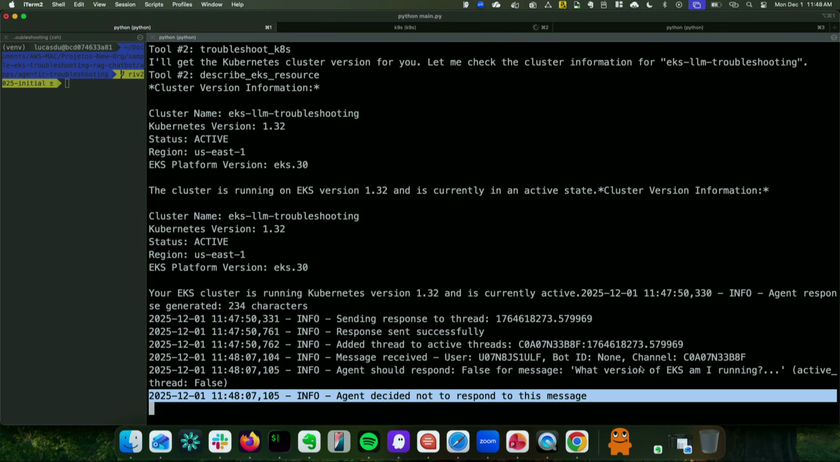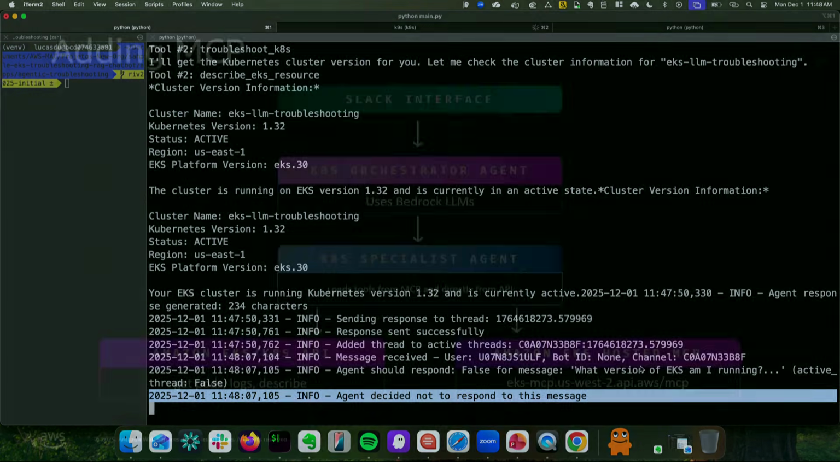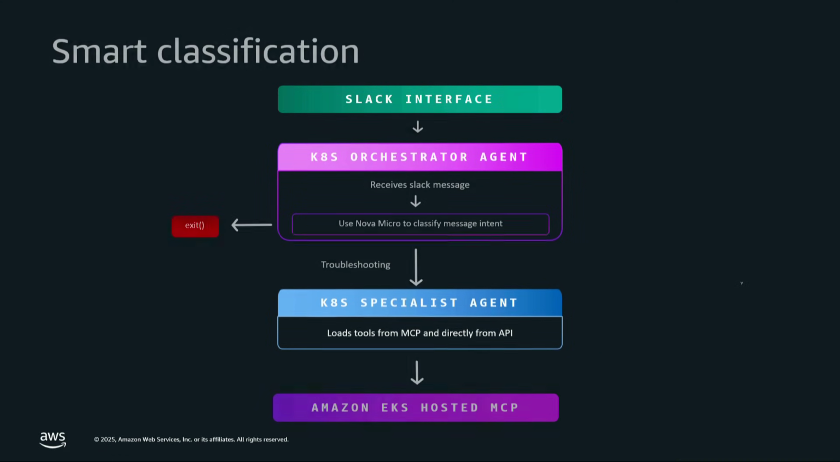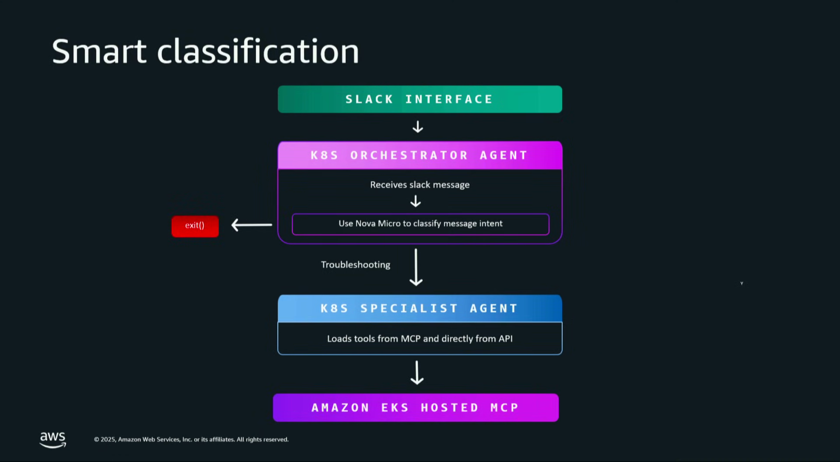We're going to expand our architecture a little bit here. Okay, so we're going to expand our architecture, and in the orchestrator, we want to make it a bit more smart. When a Slack message is received, we're going to use a different LLM, Nova Micro, to classify the message intent. If it's for troubleshooting, proceed.